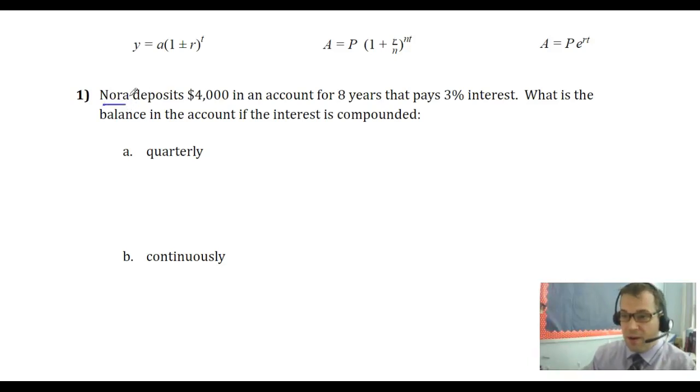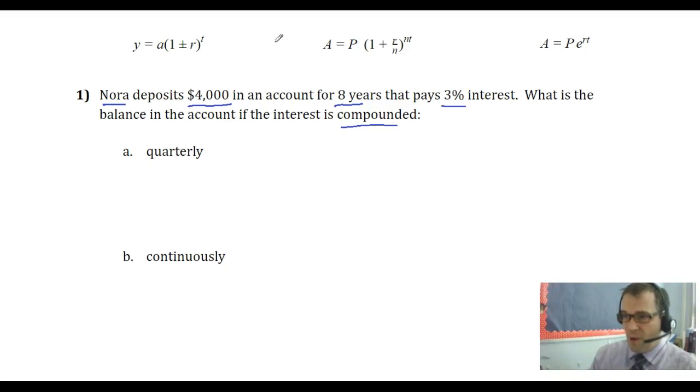We've got a little buddy Nora here who's going to put $4,000 into an account for 8 years at this percent interest rate. And we want to know what the balance will be if it's compounded first quarterly and then continuously. So this problem is designed to help you decide which one of these formulas is appropriate and make sure you know how to use it correctly.